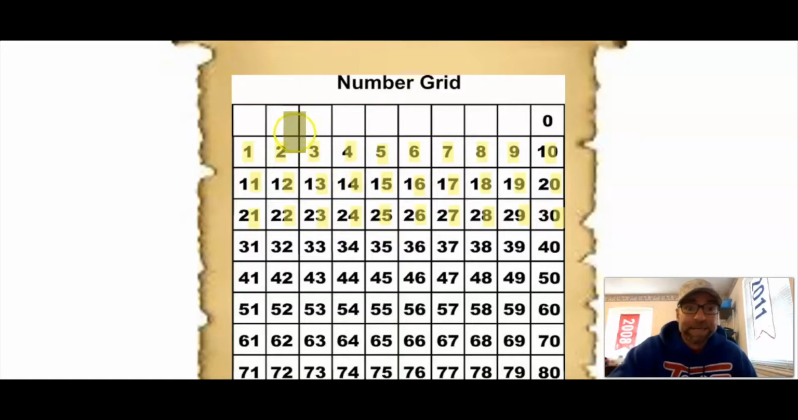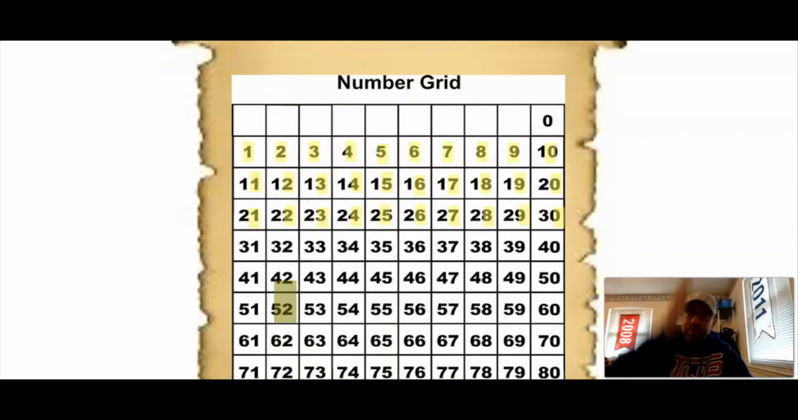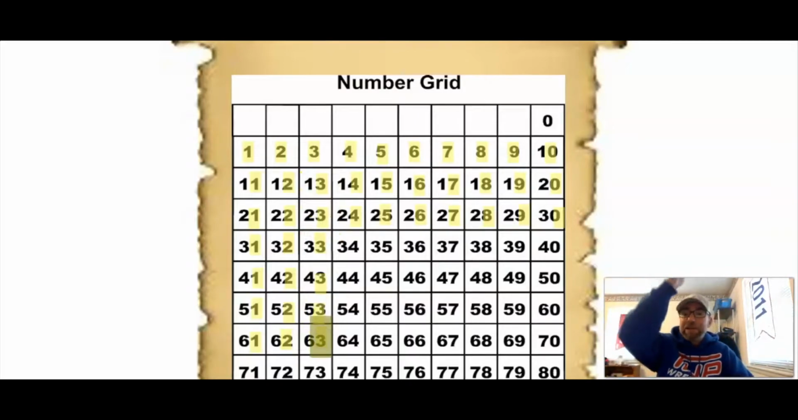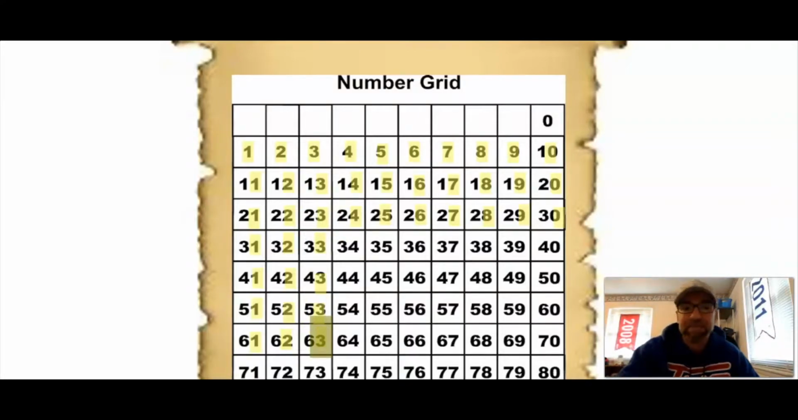Now, when I go up and down my columns, notice what happens to my ones digit now. 1, 1, 1, 1, 1, 1, 1. It stays the same. Look at this column. 2, 2, 2, 2, 2, 2, 2. Stays the same. 3, 3, 3, 3, 3, 3, 3. Every number ends in a 3. Now, that's our ones digit.